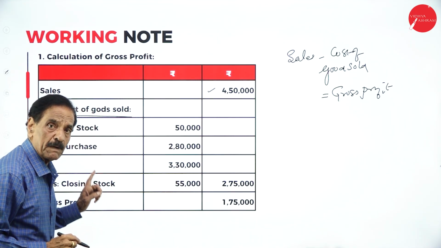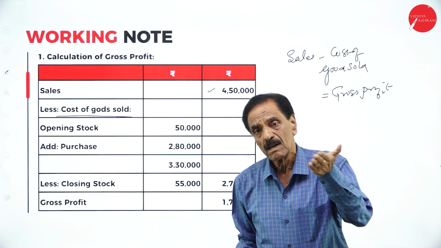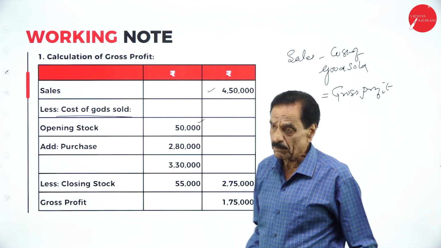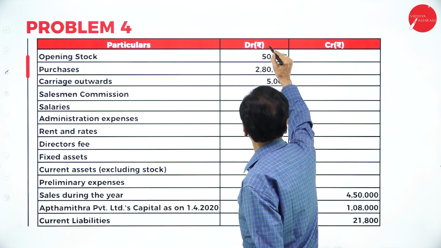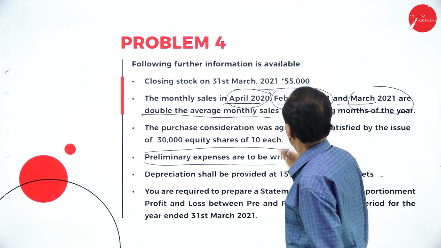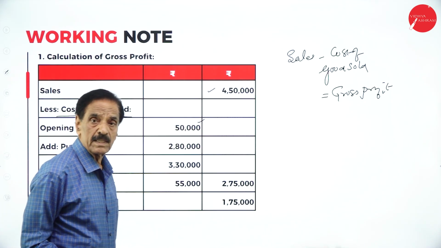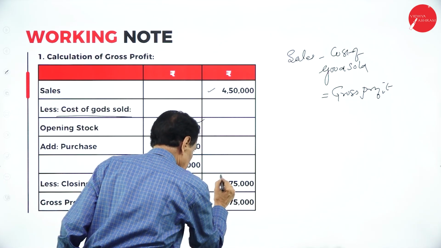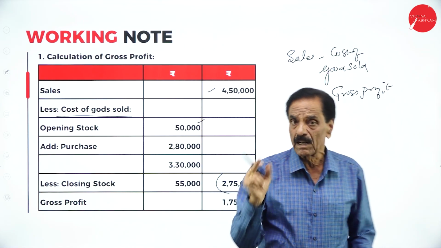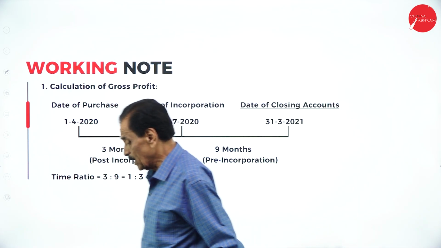Opening stock plus purchase minus closing stock. Your opening stock is 50,000, as per the problem. How much are purchases? 2,80,000. What is your closing stock? 55,000. So deduct, and 2,75,000 is the cost of goods sold. From the sales figure, deduct this. Your gross profit is 1,75,000. Gross profit is based on sale. Then, regarding the time ratio.